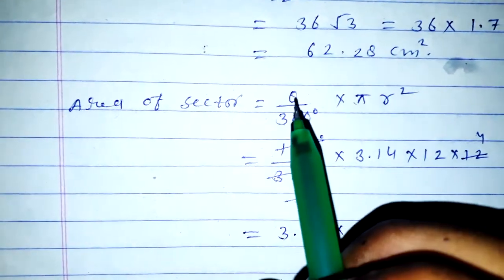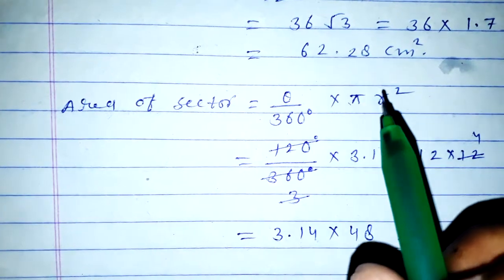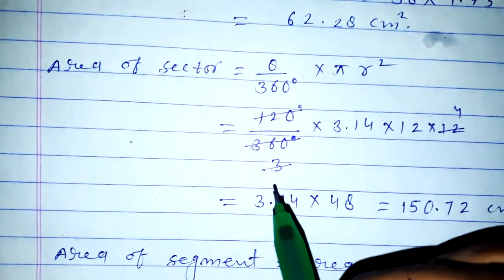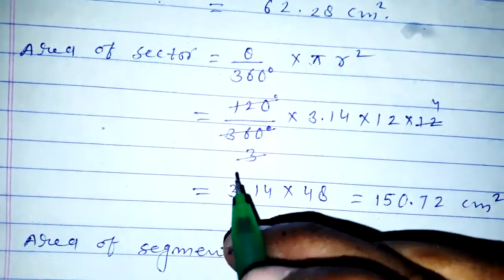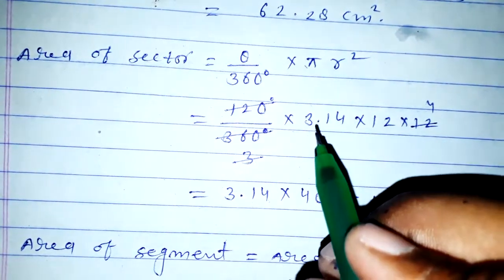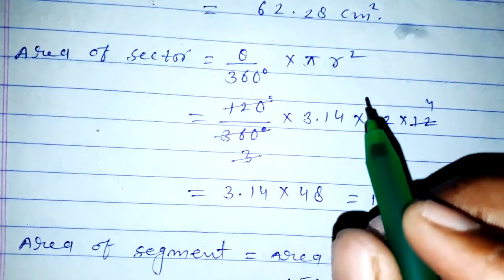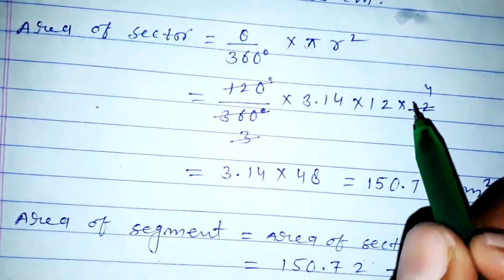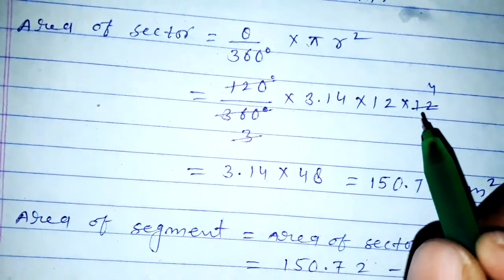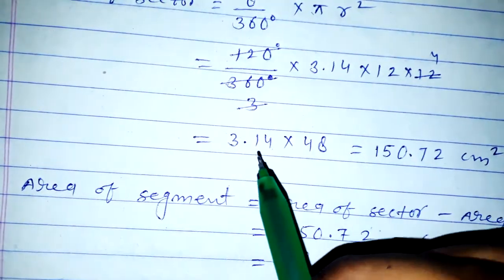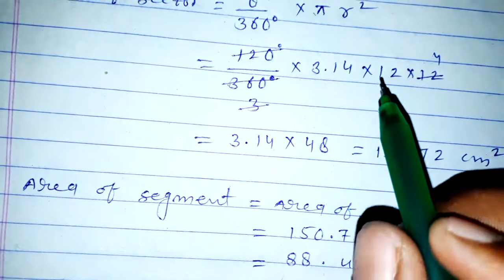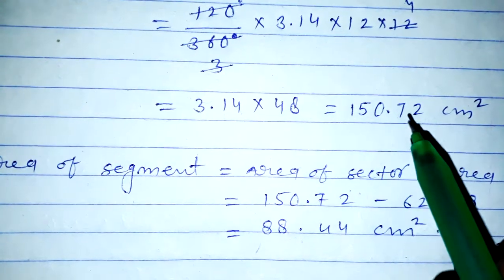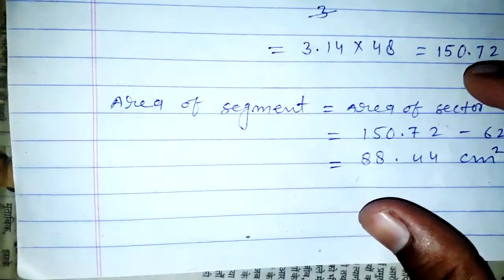Again area of sector is theta upon 360 degree into pi r square. So theta is 120 degree. So 120 divided by this here, so this is 3 times. Value of pi is 3.14 and r is 12. So 2 times here square. So 12 into 12, 3 divided by 4 times 12. So 3.14 and 4 into 12 is 48. So this multiplied is 150.72 centimeter square.